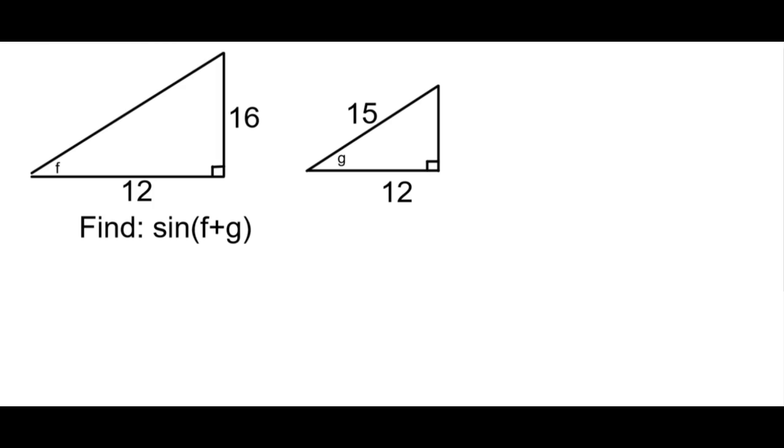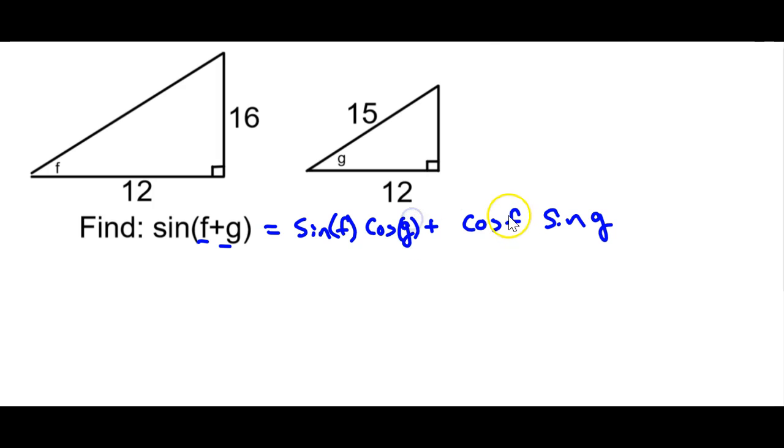So remember, with sine, we're going to say sine cosine, and then same sign plus cosine sine. And then we're going to put them in there just like we see f and g. Cool thing is, we don't really need to know f and g to figure out this problem. So the next thing I do need to know, though, is what is the cosine of f, the sine of f, and then the cosine and sine of g. So we need to figure out these sides.